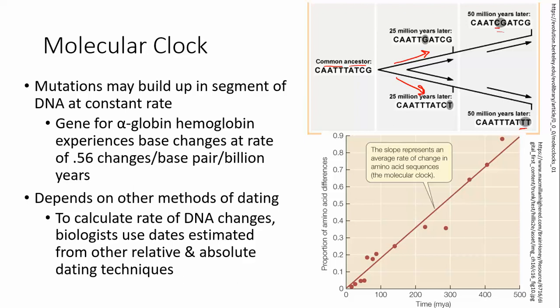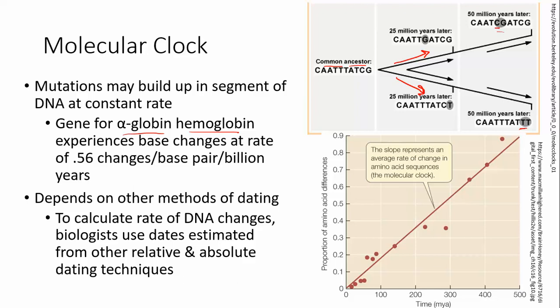So, for example, there's been some work done to calculate this for several genes found in various organisms. For example, the alpha globin part of a hemoglobin molecule seems to experience base changes at a rate of about 0.56 bases per billion years. So you're not going to be able to see super rapid evolution when you're looking at this, but you'll be able to see, okay, what's the relationship between organisms that may have had a common ancestor about 1 billion years ago.